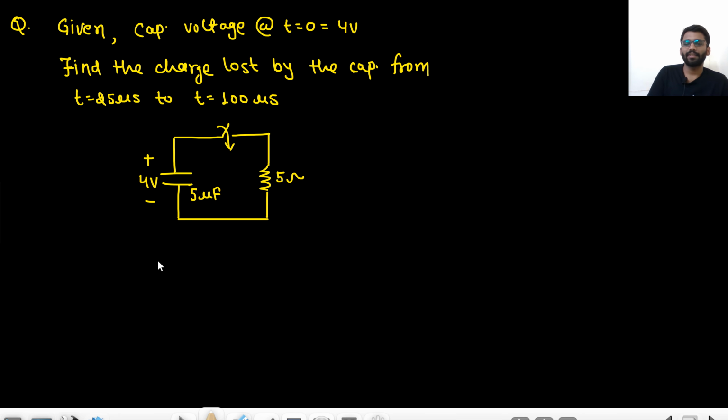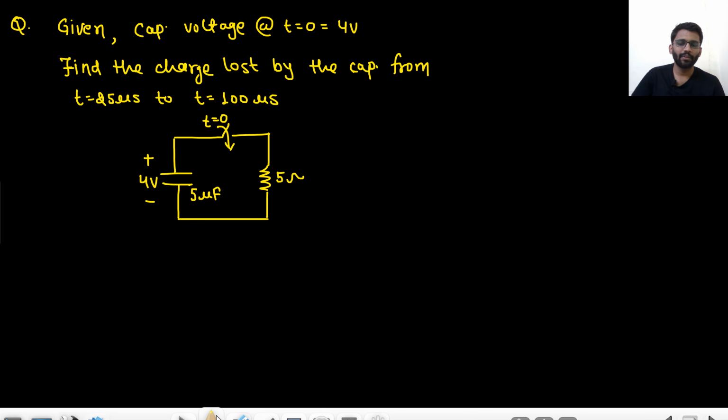Initially the capacitor voltage is 4 volt, then the switch is closed at t equals 0 second. You have to find the charge lost by the capacitor from t equals 25 microsecond to 100 microsecond.